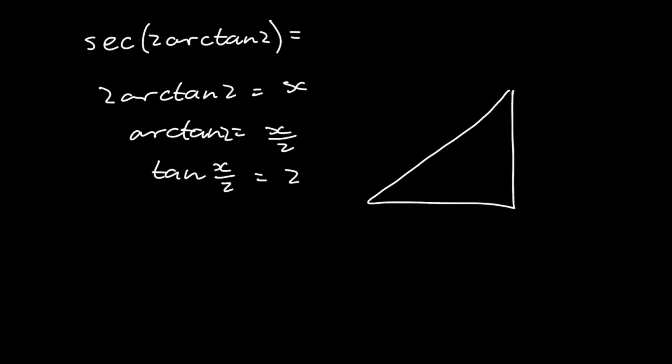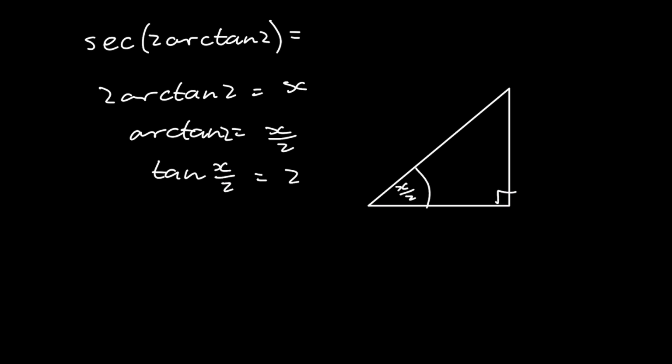triangle with x over 2 as one of our angles, and then that can be a 90-degree angle. So that means that this side must be 2 and that must be 1, or not necessarily 2 and 1, but it must be in the proportions of 2 is to 1 because of the trig ratio, where tan is equal to opposite over adjacent. So if this is 2 and this is 1, then this right here must be 2 squared plus 1 squared, which is 5, but the root of it by Pythagoras.